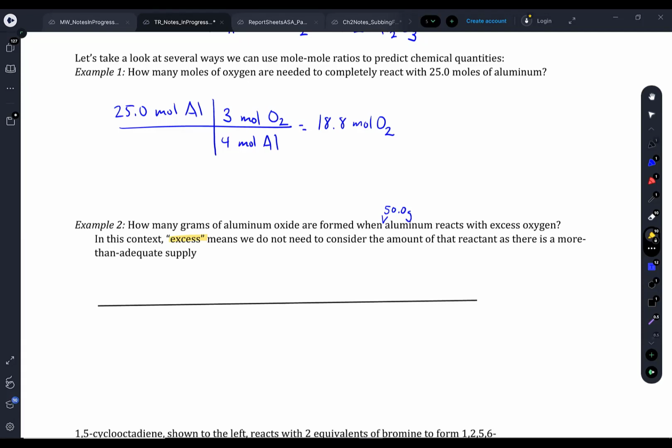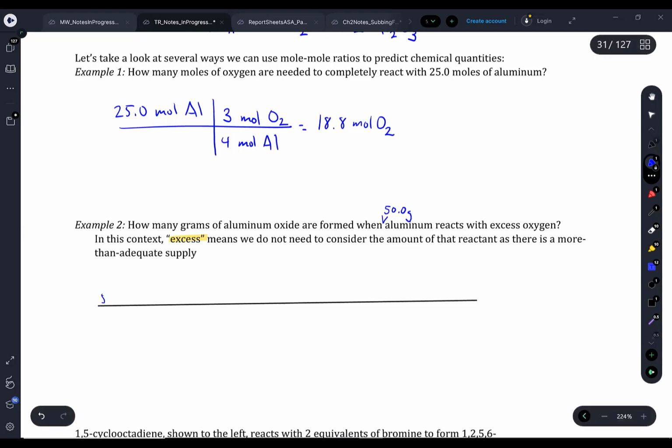If I did give you an amount of oxygen, the problem becomes a little more complicated. It then turns into what is called a limiting reactant problem, which we'll talk about next. Okay. So the word excess means ignore the oxygen, only consider the aluminum.